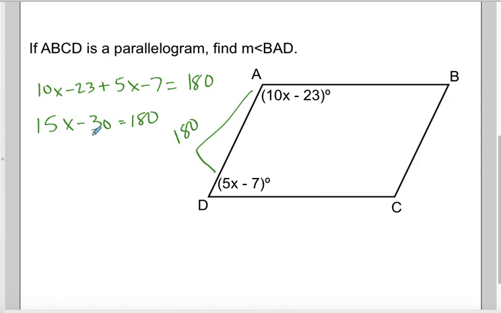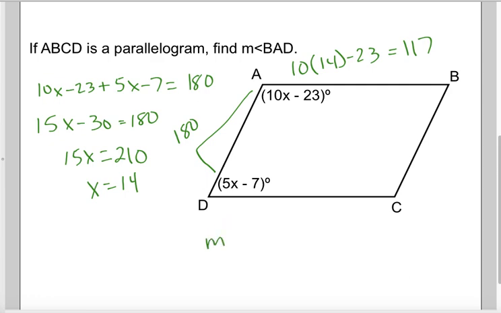So to solve, I'm going to start by adding the 30, giving us 210 on the right, and then dividing by 15. That gives us an x value of 14. In this question, they want us to find the measure of angle BAD. So they're wanting this angle up here at the top. So we have to plug in the 14 for x. This gives us 117. So the measure of angle BAD is 117 degrees.